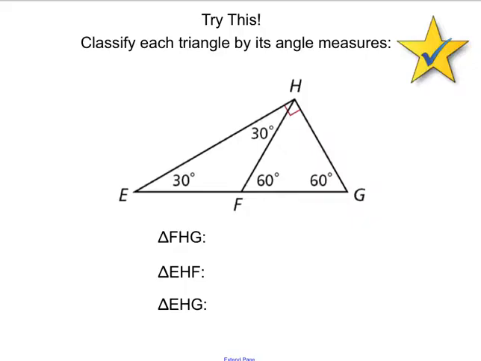I want you to give this one a try. Classify the triangle by its angle measures. When you're ready to see the answer, press play.